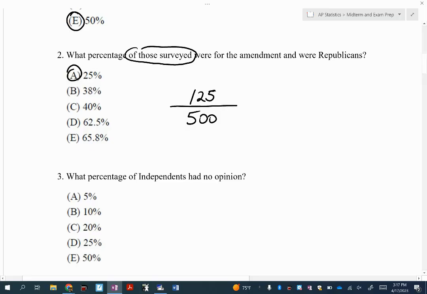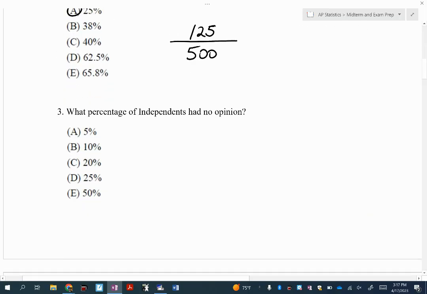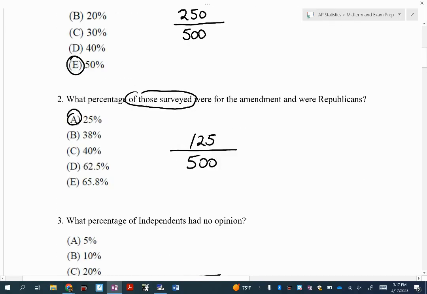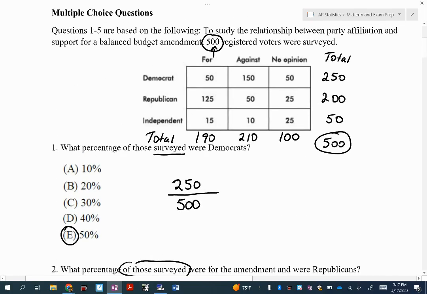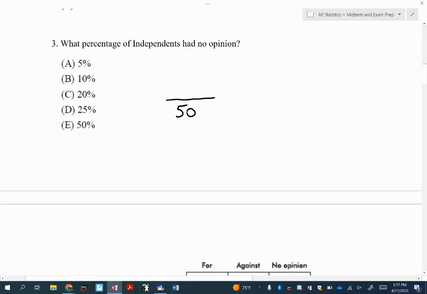Okay. Number three. What percentage of independents had no opinion? So now I have a new denominator. What's going to be my denominator? It's the independents, which is 50. Very good. So when you do this question now, I'm only focused on the independent row, that row where it says independent, because it says of independents. And it said no opinion? Yeah. So then I look at this. 25 said no opinion. So what's 25 out of 50? 50%.